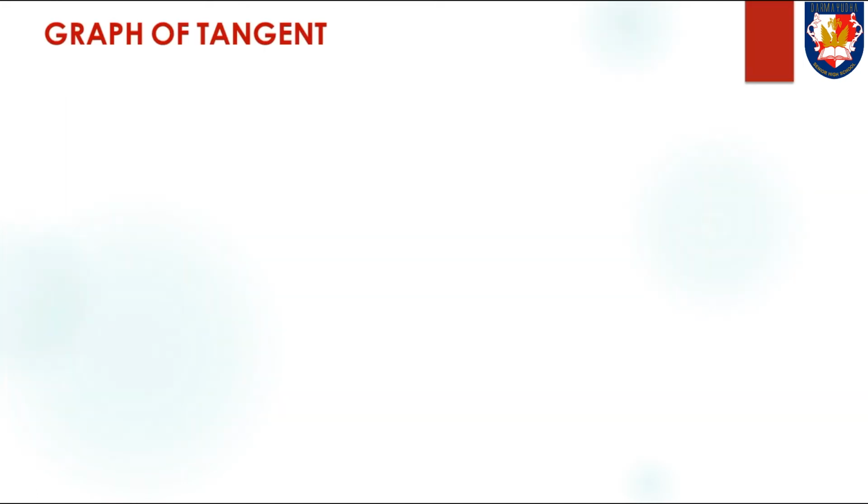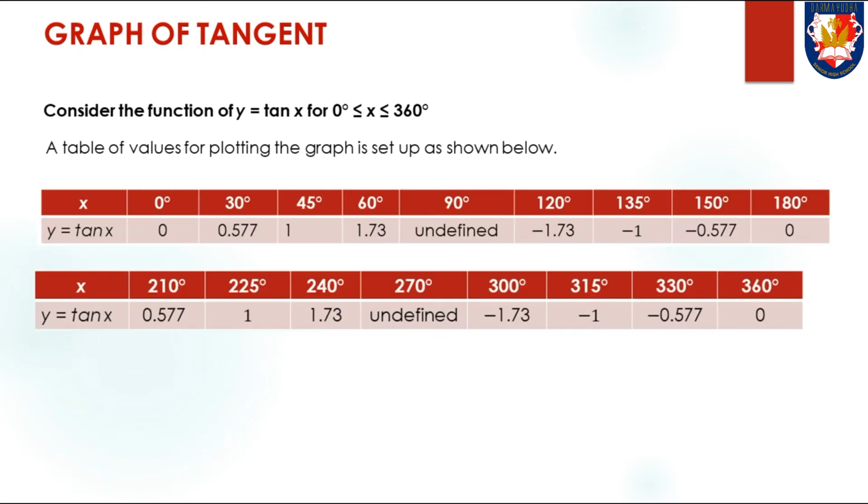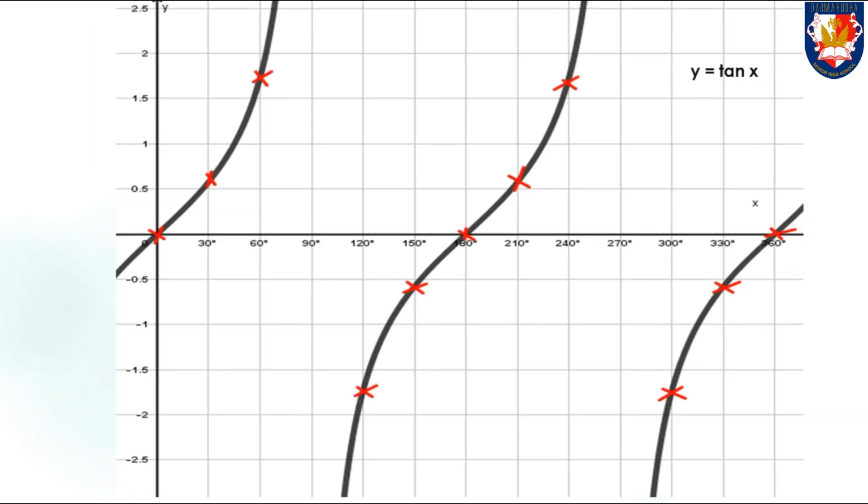Let's see the graph of tangent. Consider the function y equals tangent x for 0 degrees less than x less than or equal to 360 degrees. Set the values of x in the table using the special angles and find the value of y. As usual, we plot the points using this sign at the corresponding point x, y. So this is the graph of tangent x for the interval 0 degrees until 360 degrees. There is no maximum and no minimum value of y equals tangent x.